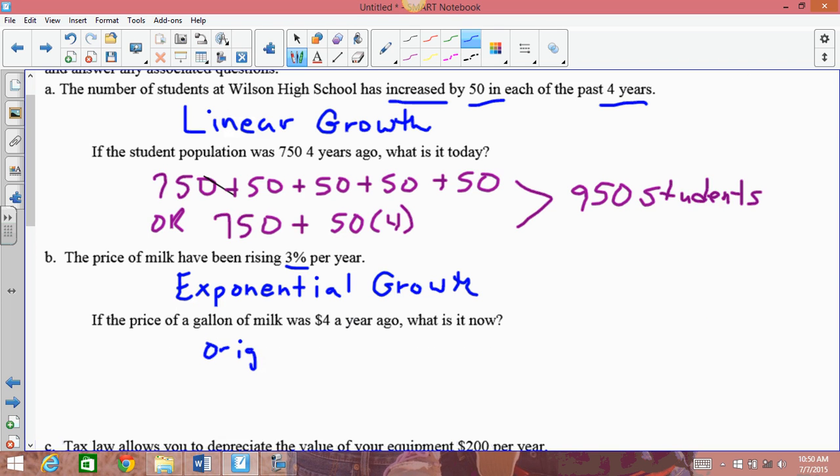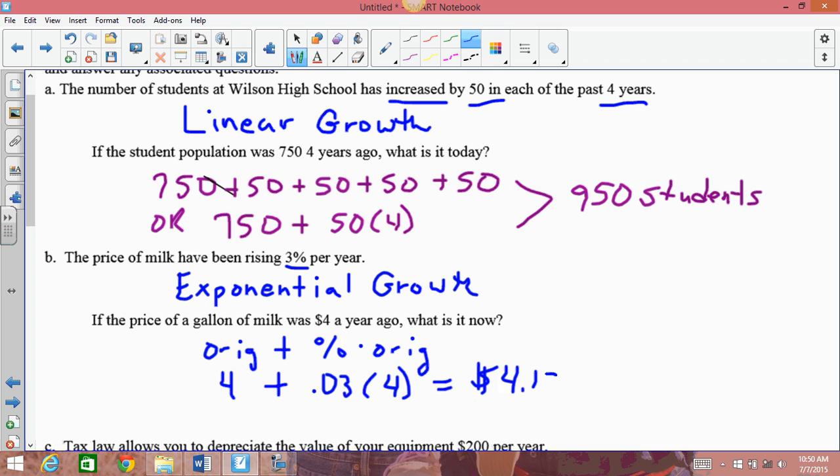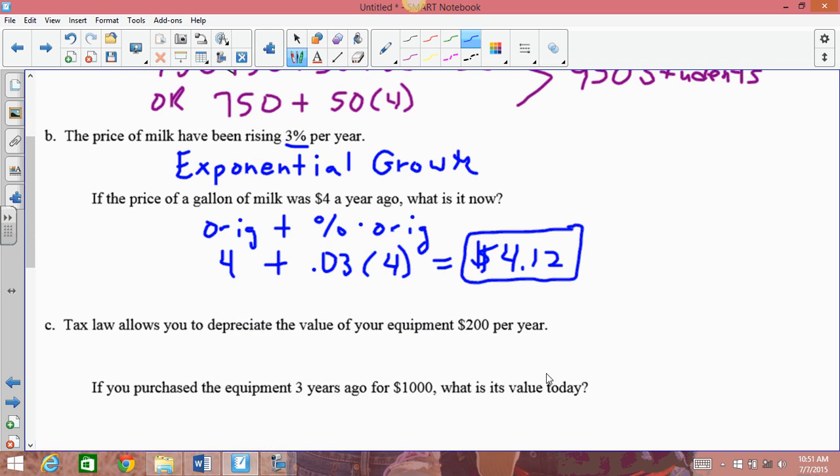So you saw me write this a minute ago: original, since it's increasing, I'm going to use a plus sign, percent times original. Because what's happening is you're going to pay the $4 plus how much it's increasing by. It's 3% of that $4, and so you would find that that would be $4.12. Again, if you find $4.12 a different way, all that I care is that you get $4.12. Okay. So again, if you want to pause the video, you can certainly do that at this point.